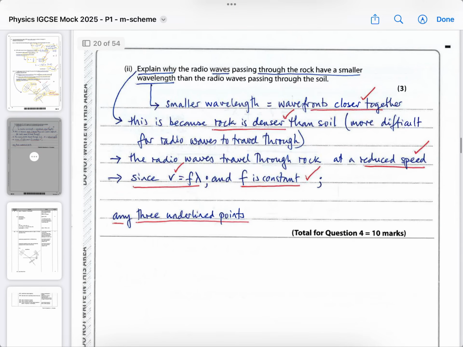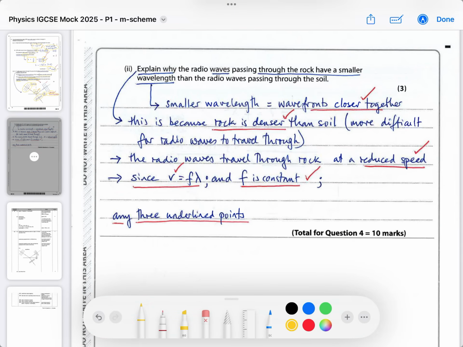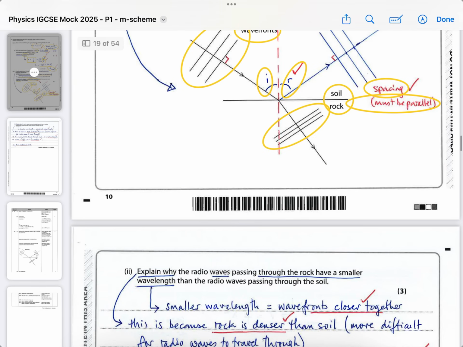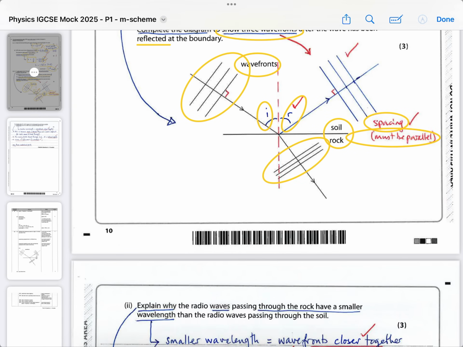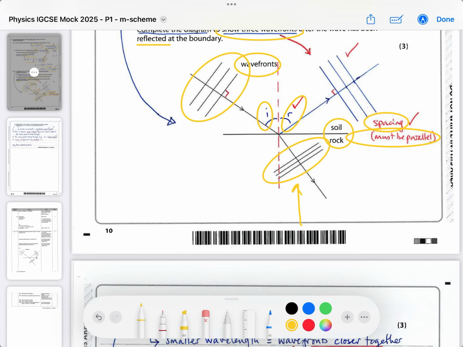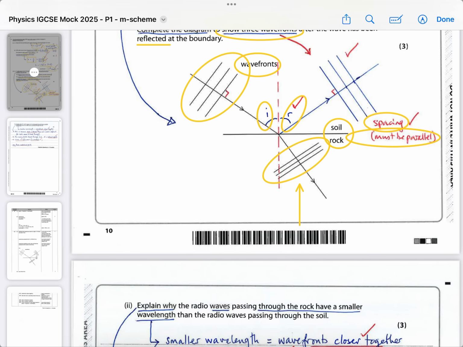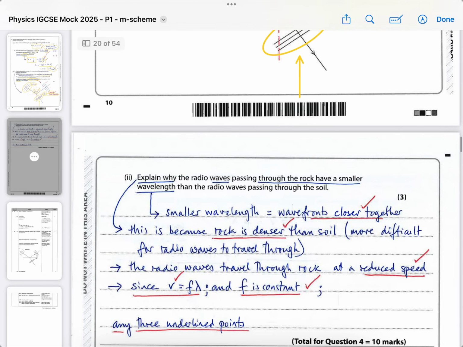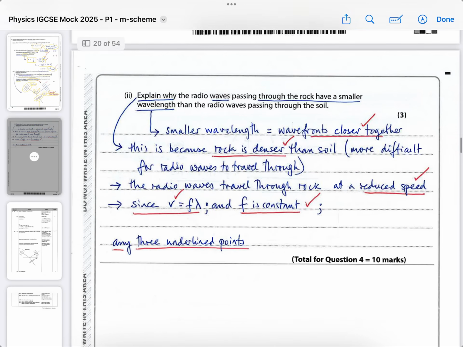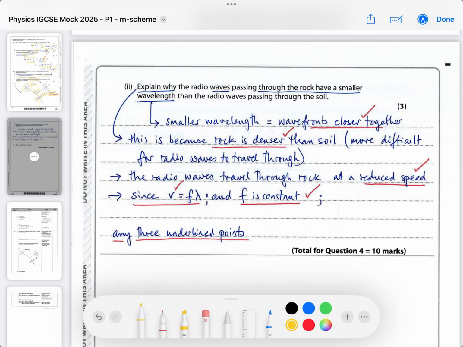Part 3, it says explain why the radio waves passing through the rock have a smaller wavelength than the radio waves passing through the soil. Well, we just saw that in a diagram. The wavefronts in the rock are much closer. That means the wavelength has got shorter. So the wavefronts, the distance between them is the wavelength. So explain why the wavelength is smaller in the rock.